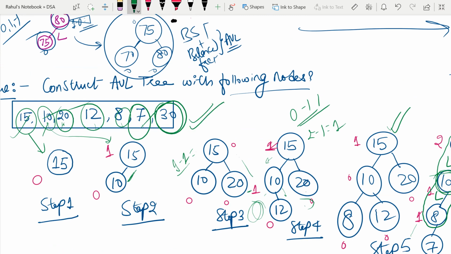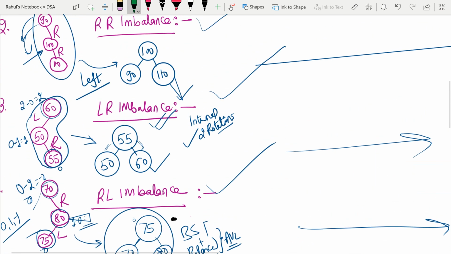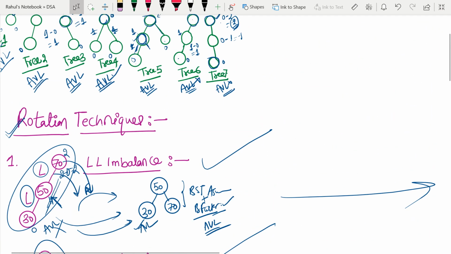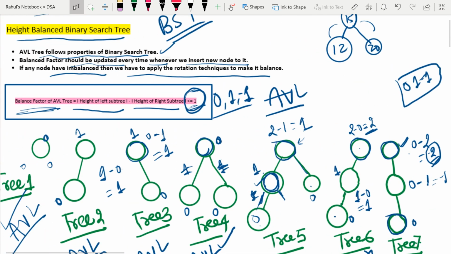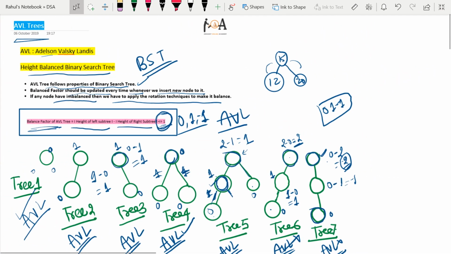So guys, I hope the concepts of the AVL tree which I have discussed with you are clear to you: the concept of rotation techniques, the concept of height and balance factor, and the complete concept of AVL tree, right?